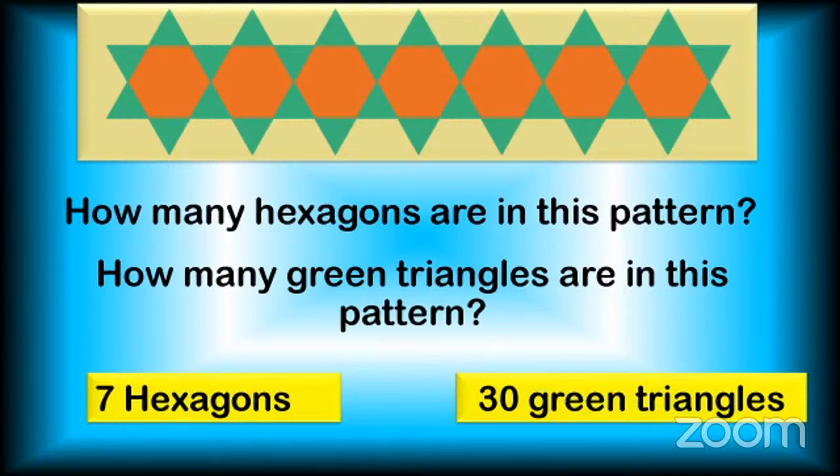So awesome, guys. For those who said 30 green triangles, you are definitely correct. So there are 30 green triangles. Remember now, what I want you to do, ensure you have this information somewhere in your book, because we'll be moving on to other questions that might be related to this one.